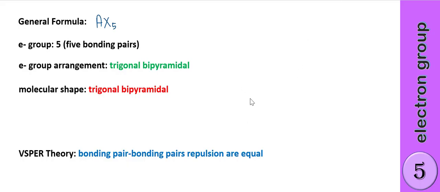So in 2D, this is how you draw the trigonal bipyramidal. We have A as our central atom. Draw the axial positions of the surrounding atoms, and then the equatorial positions of the surrounding atoms. If you can see, the bond angle between the axial and equatorial position is 90 degrees, but between the equatorial positions it is 120 degrees. So the bonding pair repulsions are equal in the 5 bonding pairs.